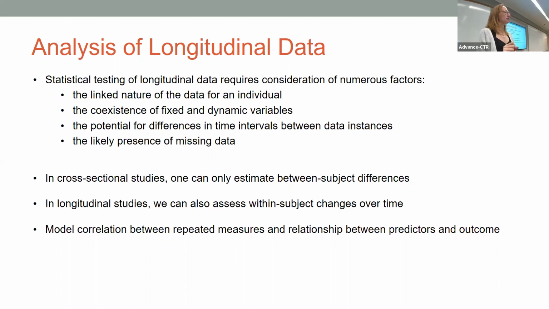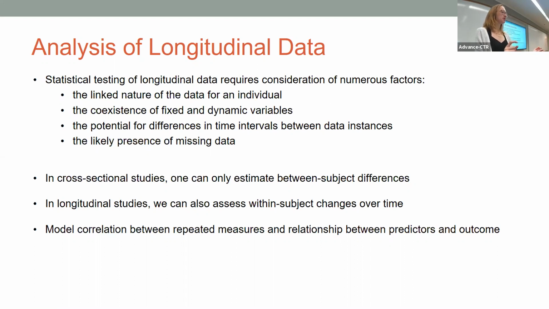Second is the coexistence of fixed and dynamic variables. So what this means is you're collecting data over time at multiple time points, but some of these measurements aren't going to change. So if it's experimental, your treatment group probably isn't going to change. Your sex is not going to change. However, your weight will probably change. So the fact that you have two separate types of variables in your analysis needs to be a consideration.